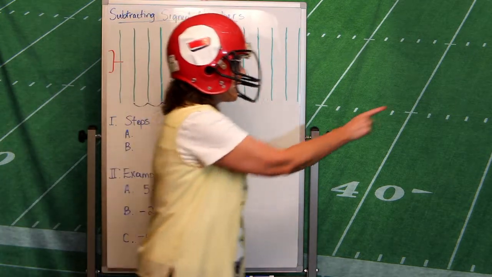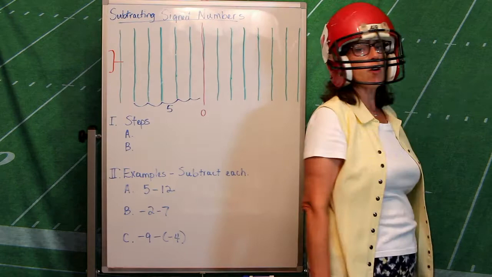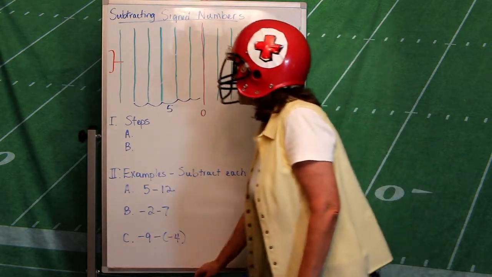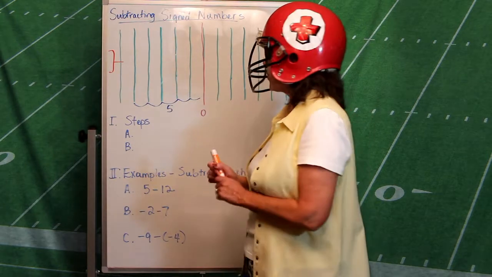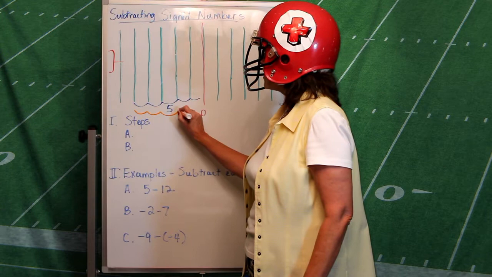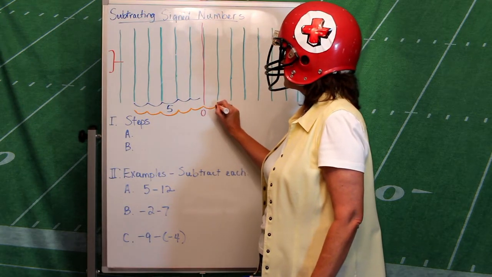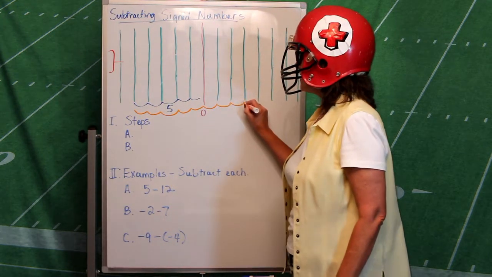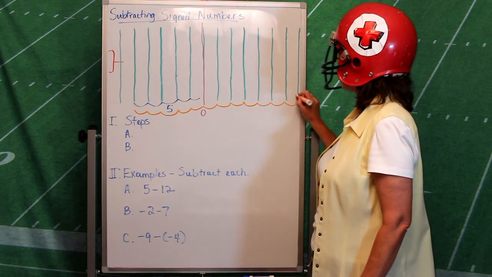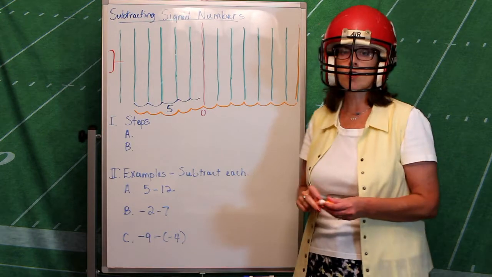And I marched down the field this way 12 yards, heading in this direction. So that means that when I march this way 12 yards, I come back like this. 1, 2, 3, 4, 5, 6, 7, 8, 9, 10, 11, 12. I have now landed right here.